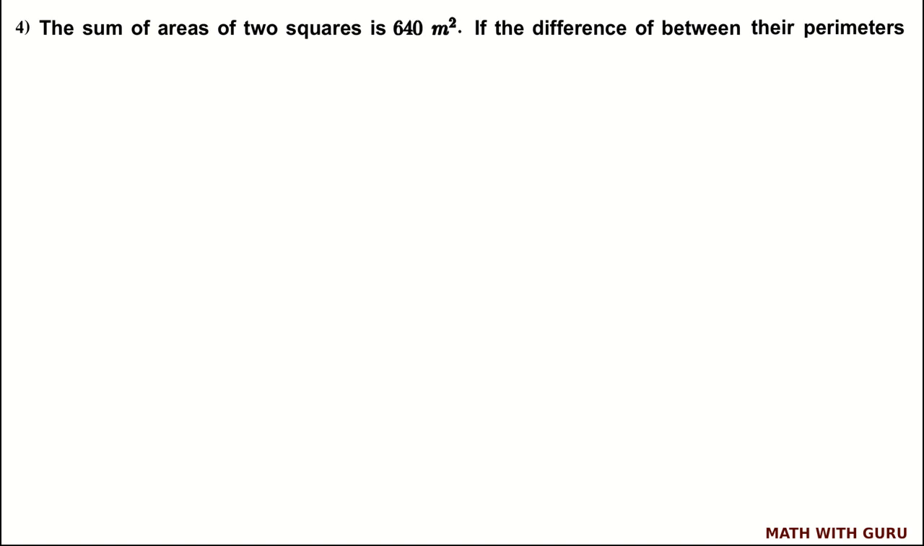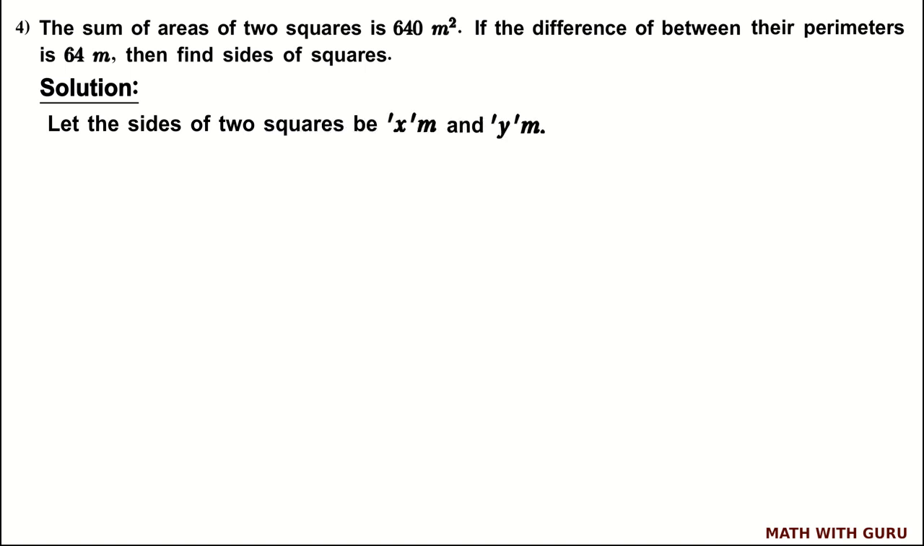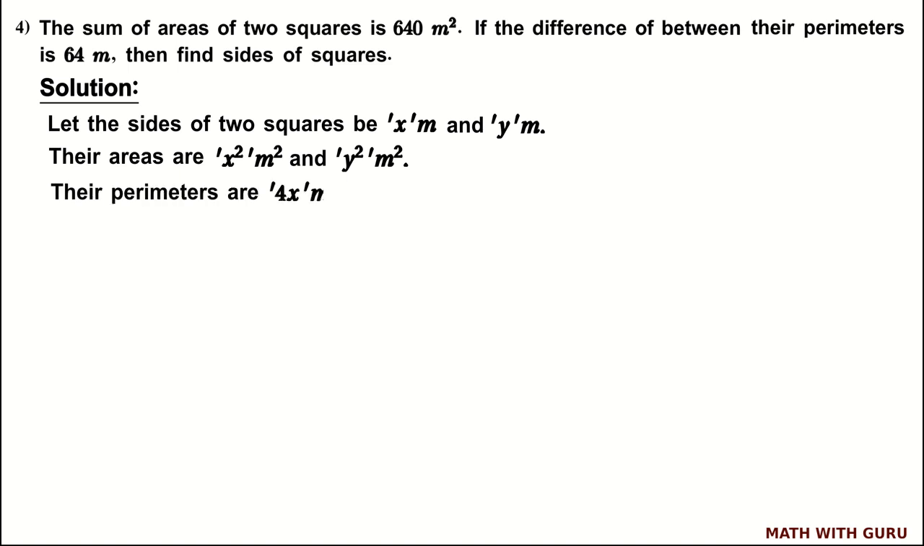Fourth question. The sum of areas of two squares is 640 square meters. If the difference between their perimeters is 64 meters, then find the sides of the squares. Let the sides of the two squares be x meters and y meters. Their areas are x squared and y squared square meters. Their perimeters are 4x meters and 4y meters.